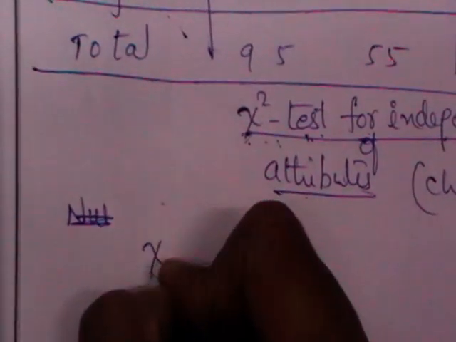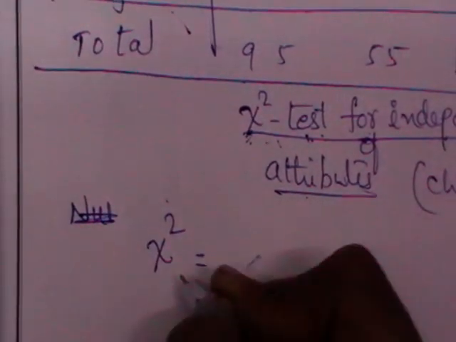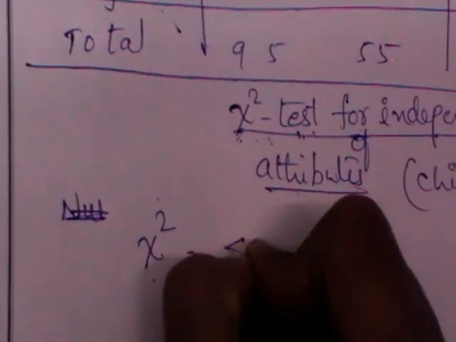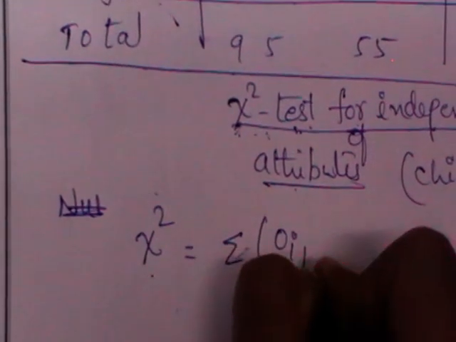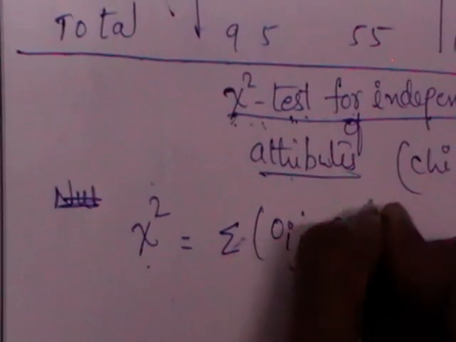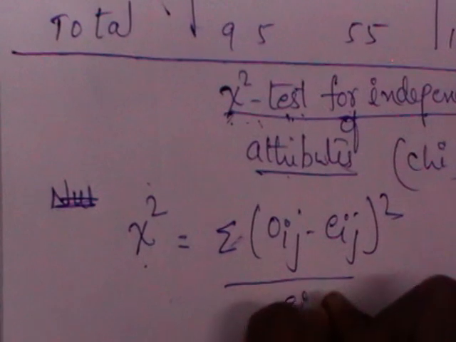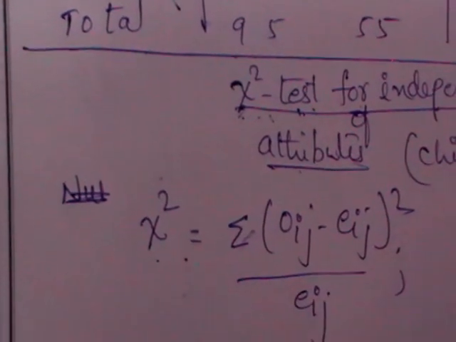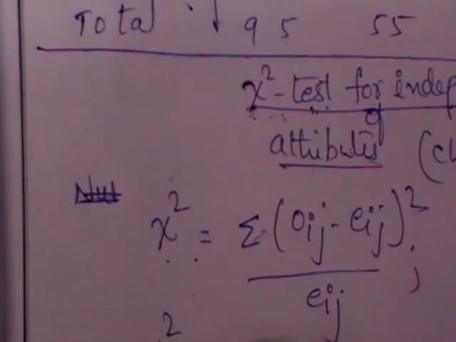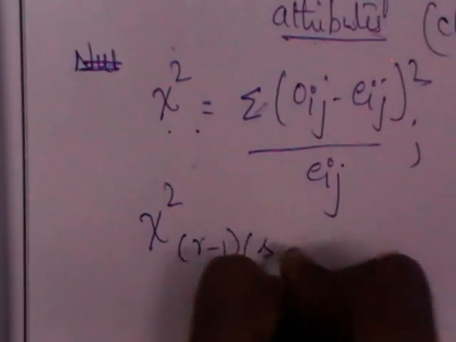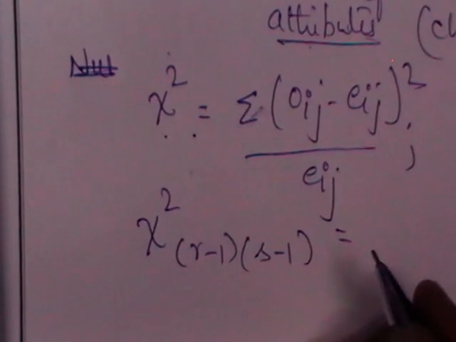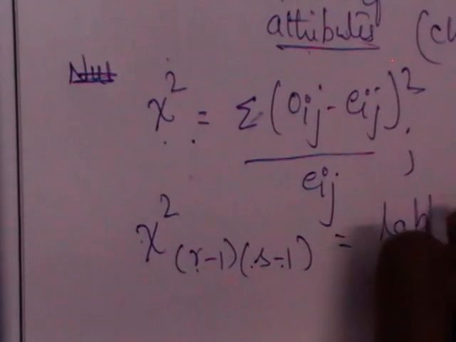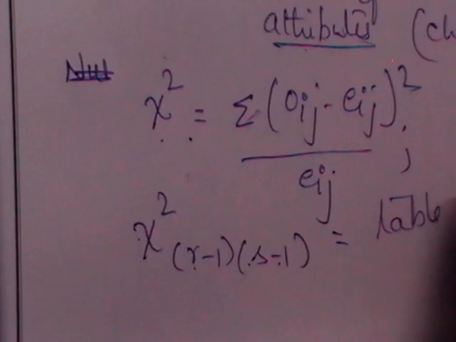For that we name this chi-square, and its formula is chi-square equals the double summation of Oij minus Eij whole square by Eij. You are going to calculate this chi-square. I will tell you how to calculate it, and after calculating this chi-square you need to compare it with the table value, which will be given to you in the question itself. Chi-square with r minus 1 into s minus 1 degrees of freedom is called the critical value or table value. You will compare these two.